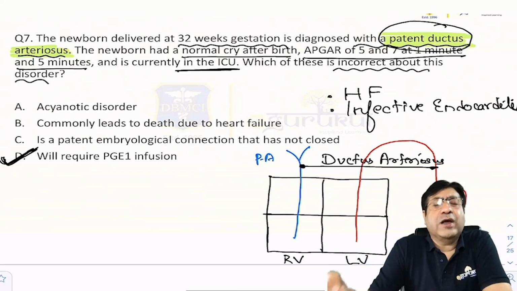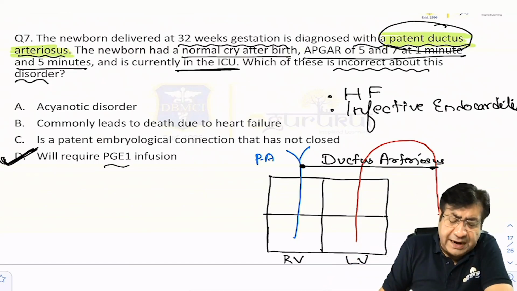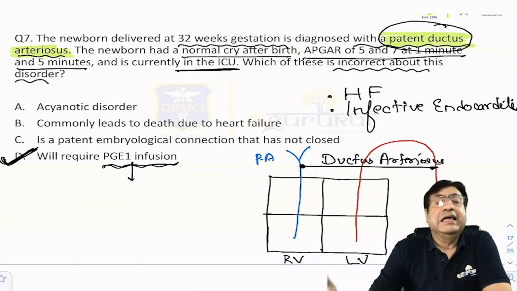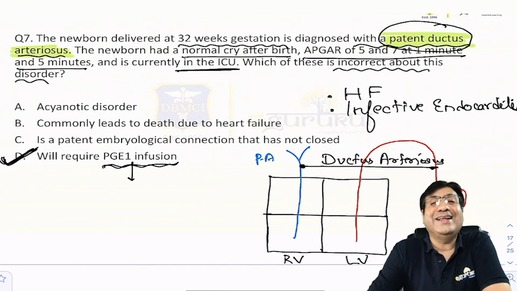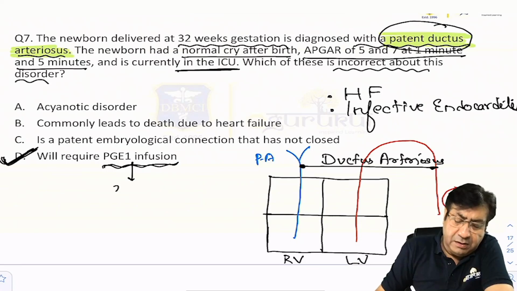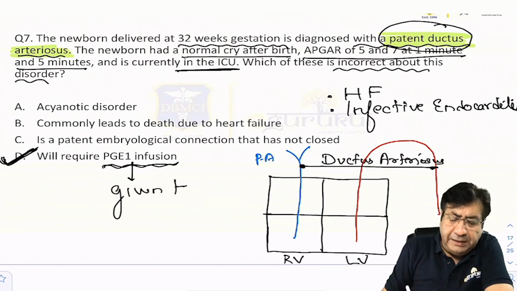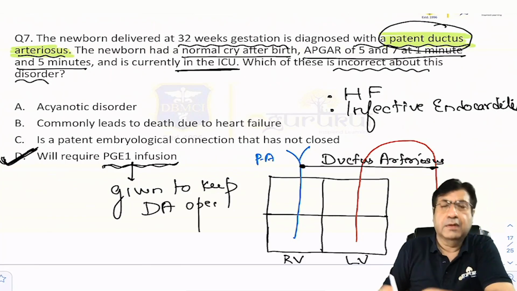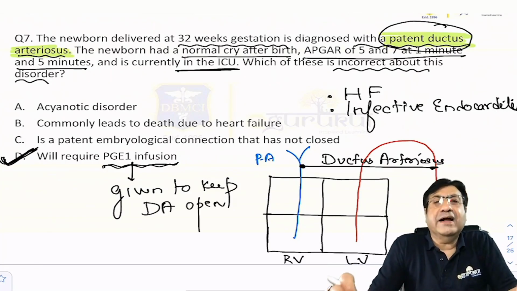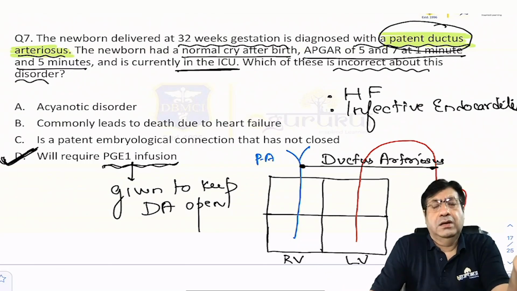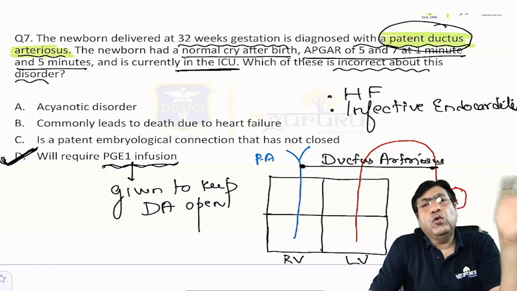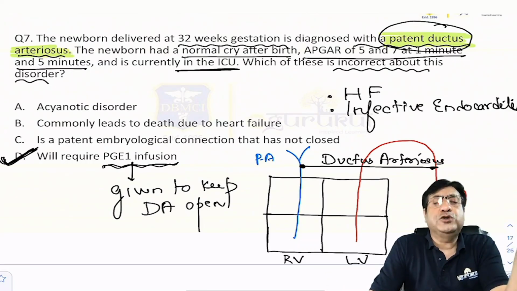D says will require prostaglandin infusion. Prostaglandin infusions actually are given to keep the ductus arteriosus open. What you will require in a patent ductus arteriosus is a drug to close the ductus arteriosus, not to keep it open. It's already open. You will require drugs to close the ductus arteriosus, which actually are prostaglandin inhibitors.